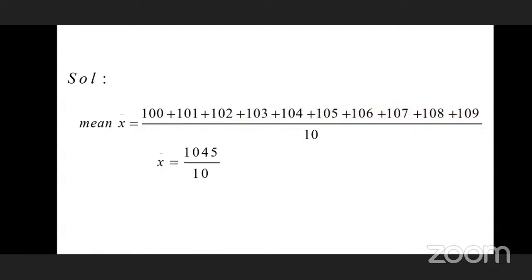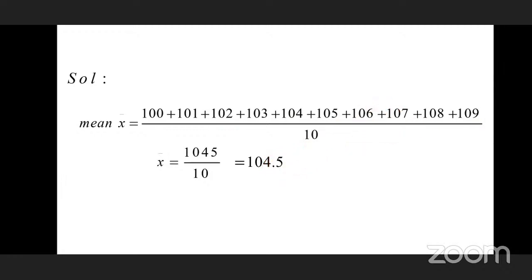What do we get? 1045 by 10 is equal to 104.5. 100 minus 104.5 is 4.5. 101 gives 3.5. 102 minus 104.5 is equal to 2.5. 103 gives 1.5, and then 0.5, then 105, 2.5, 3.5, 4.5, 5.5.